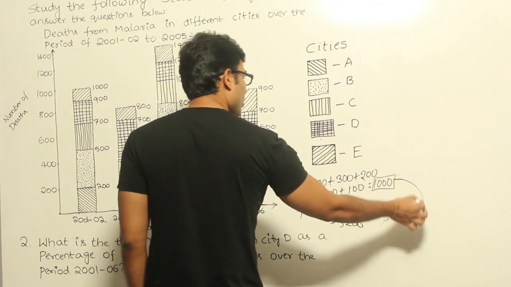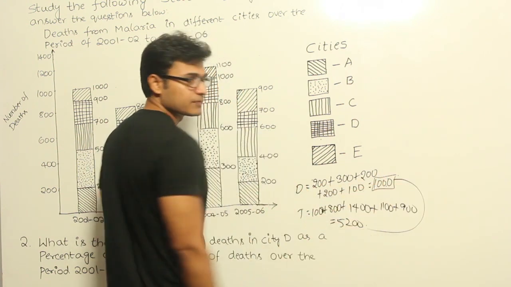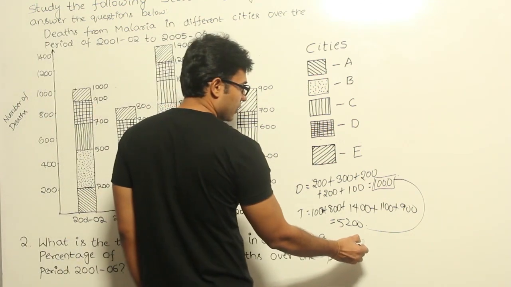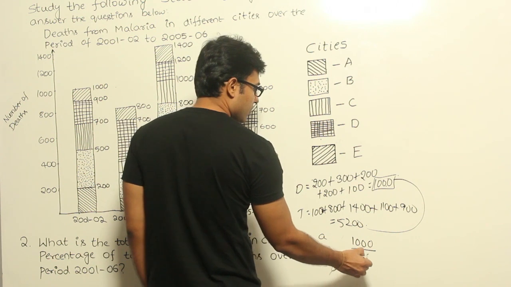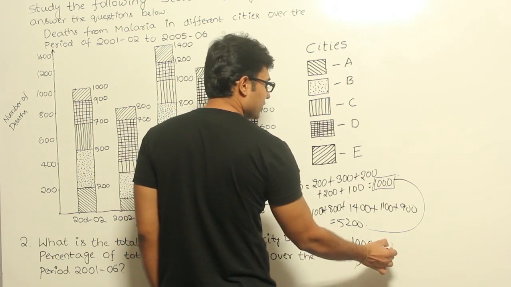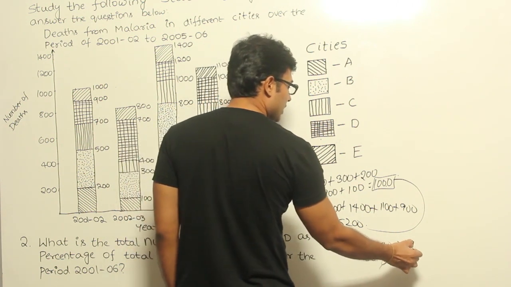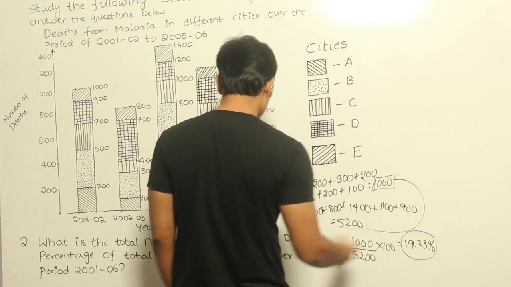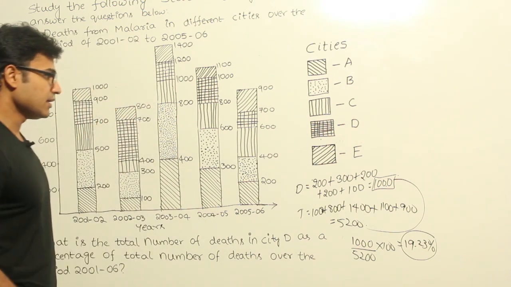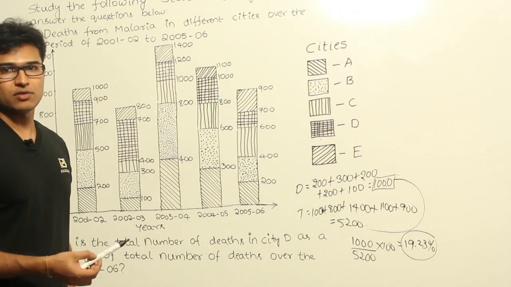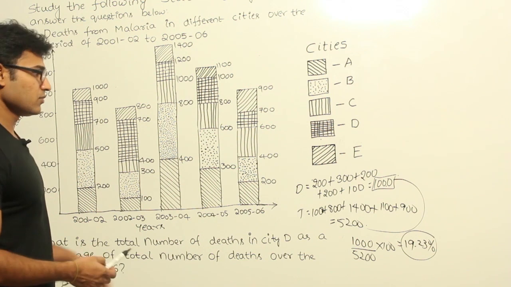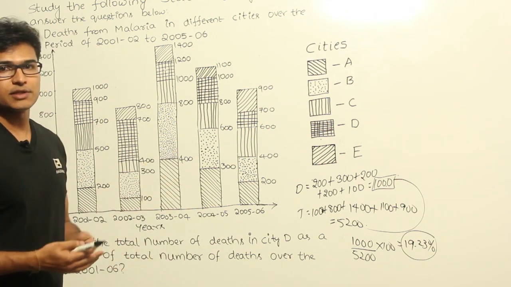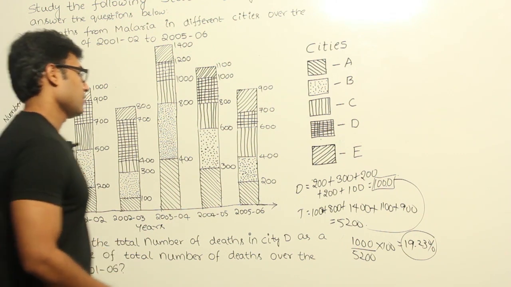Now they are asking what percentage is this of this, right? So it is 1000 by 5200 into 100. It is going to be 19.23%. Therefore out of the total deaths, city D has contributed 19.23% of it, which means if you assume that 100 is the total number of deaths, then 19.23 deaths are from city D. That is the meaning of it. Okay, fine.